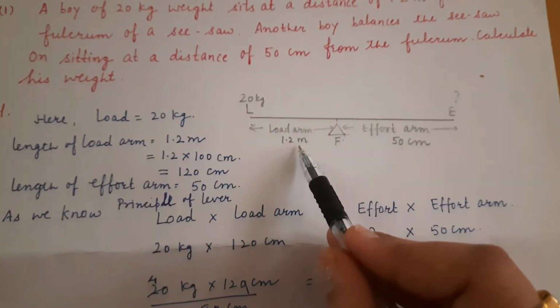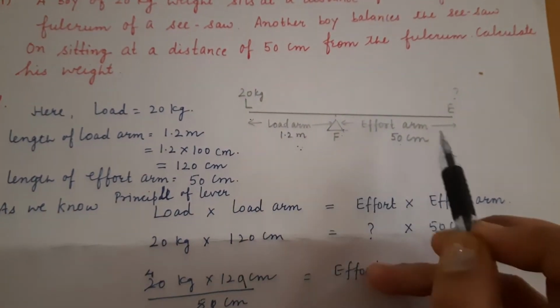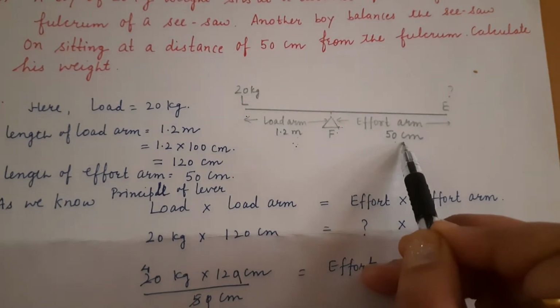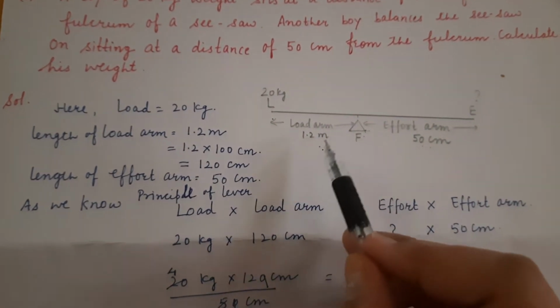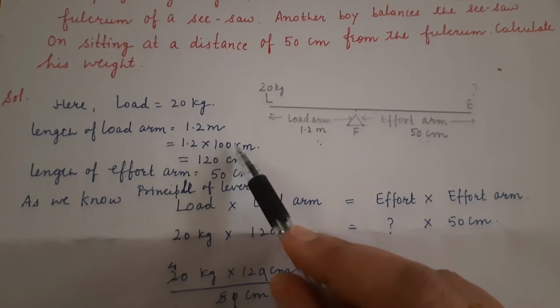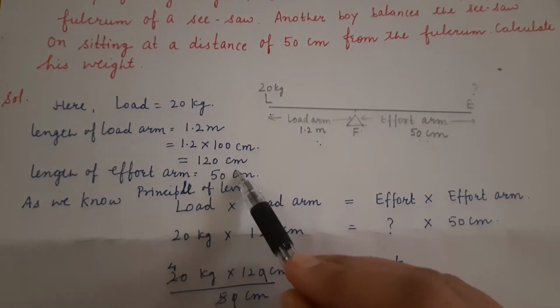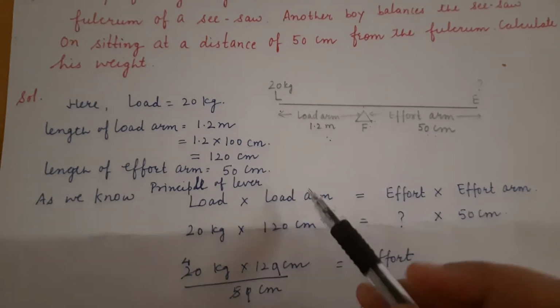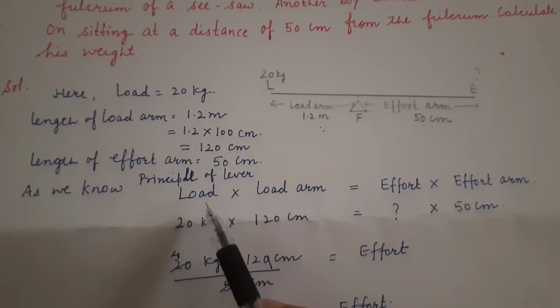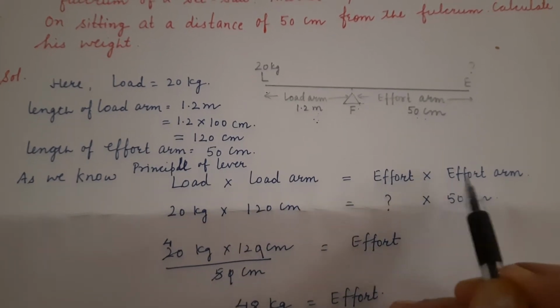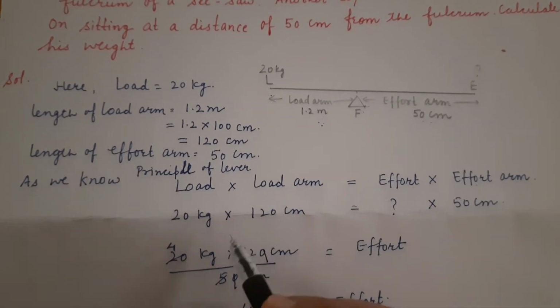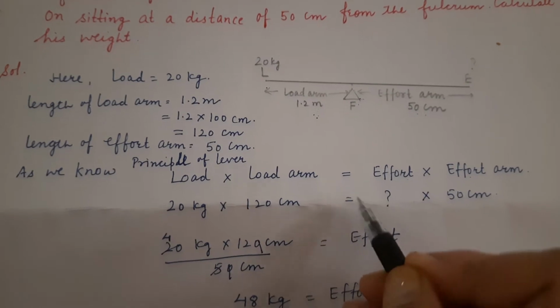Now what we have to see here is the difference between the units. Here it is in meter, but the effort arm length is in centimeter. So first we will change the load arm length into centimeter by multiplying it by 100, so it will be 120 centimeter. Now we will apply the principle of lever formula: load into load arm is equal to effort into effort arm. So we will put all the values here and calculate.